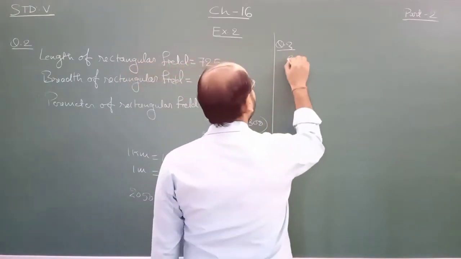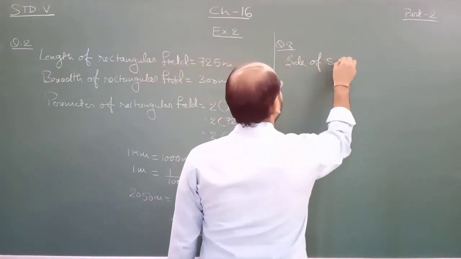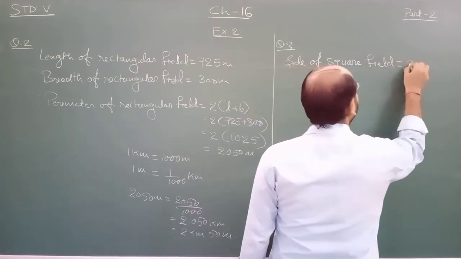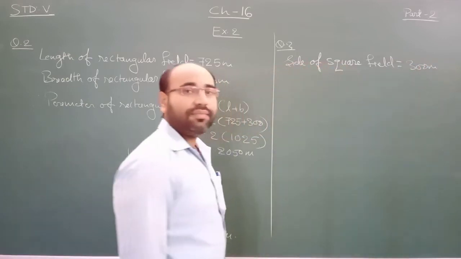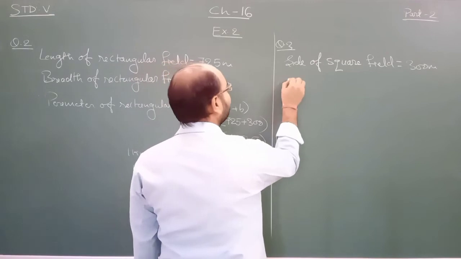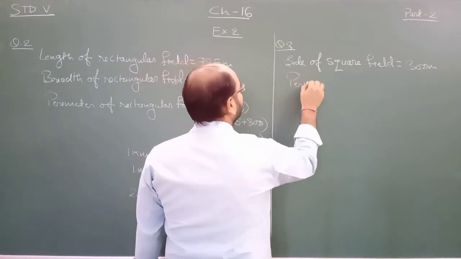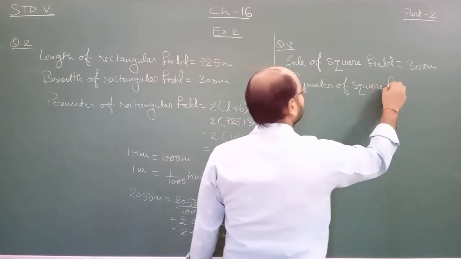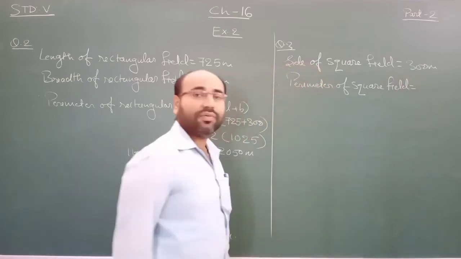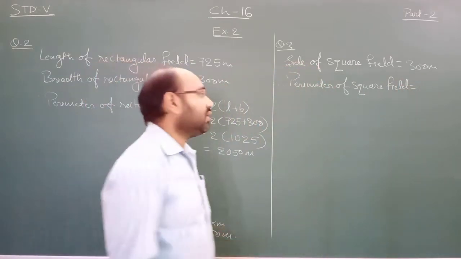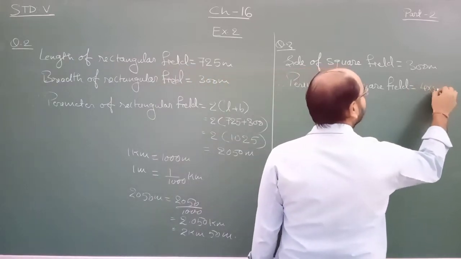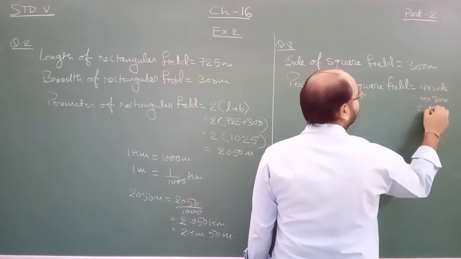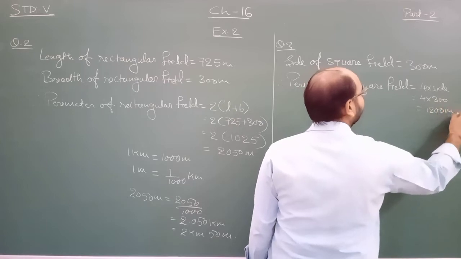So we will write the same thing. Side of square field is equal to 300 meter. It is given. Now we have to find out the perimeter. So perimeter of square field. What formula will we use? Perimeter of square will be 4 into side. So that comes to 4 into 300, that is equal to 4 3s are 1200 meter.